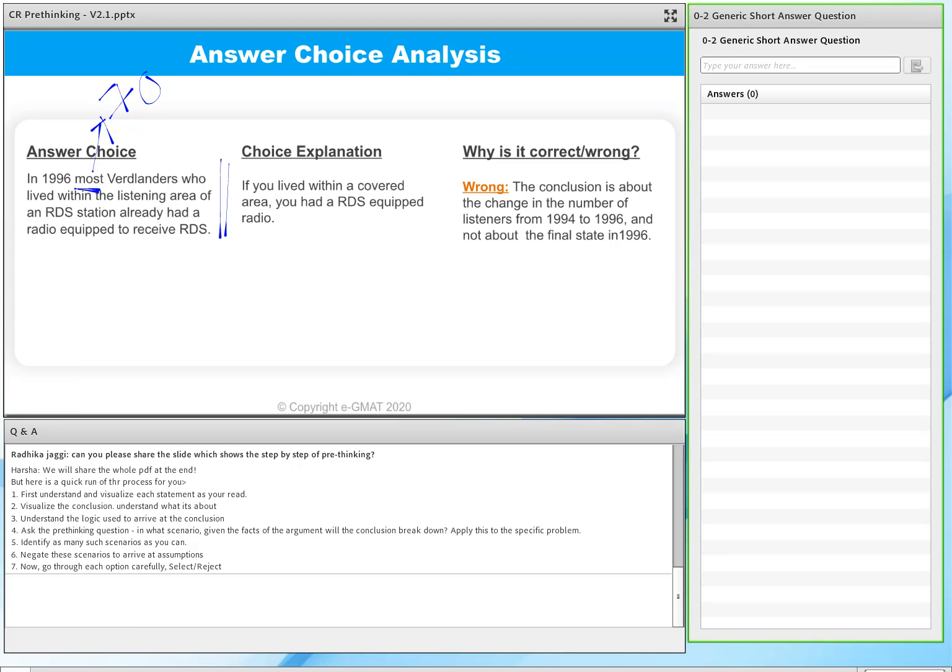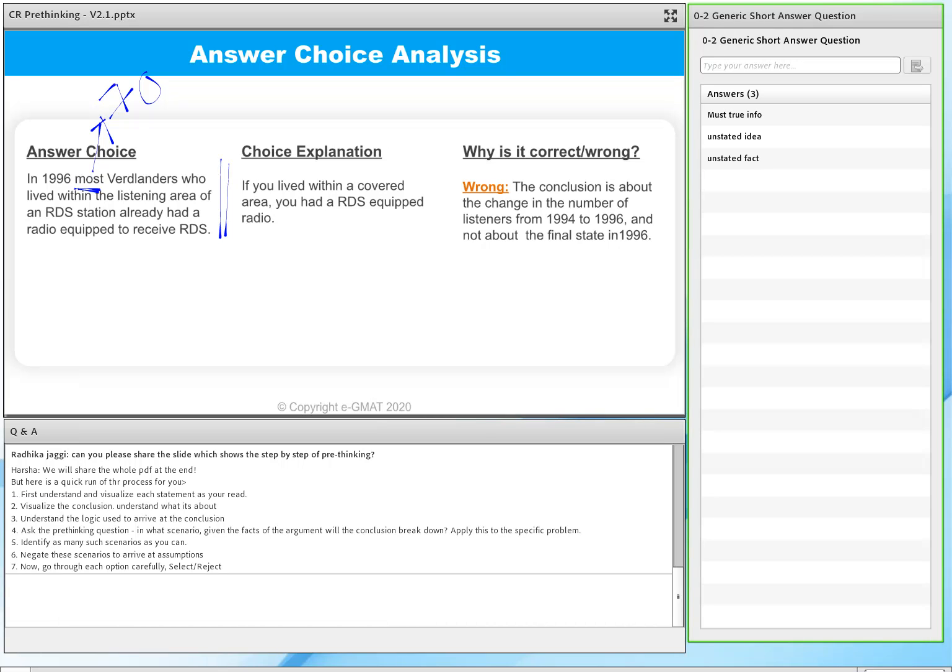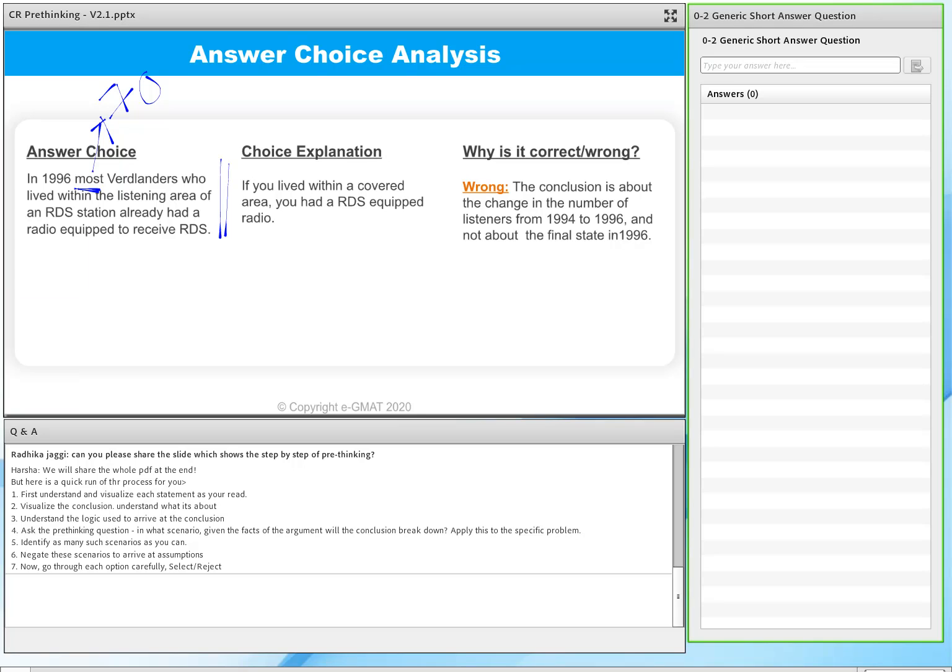What is the definition of an assumption? It's not an unstated fact, it's an unstated idea that is required for the conclusion to hold true. So it has that must be true piece over here. And again, what is my conclusion about? The conclusion is saying the number of Verlanders did not increase a whole lot between 94 and 96.